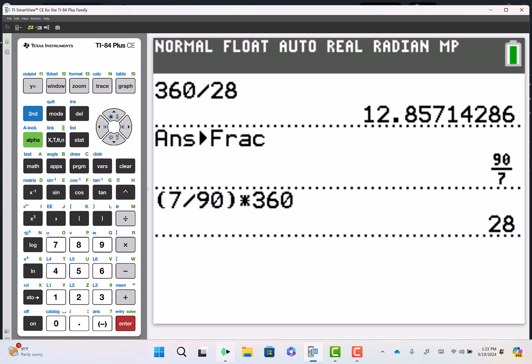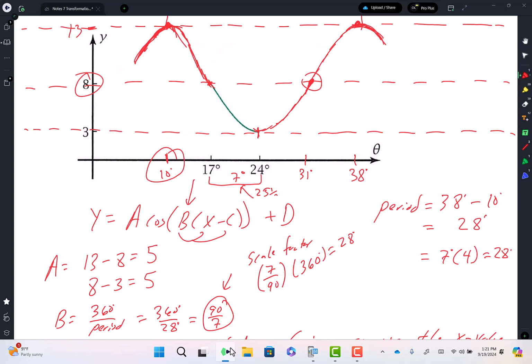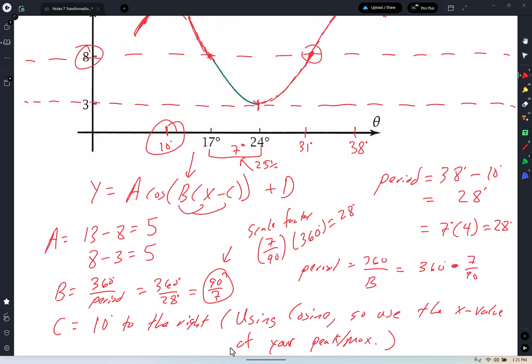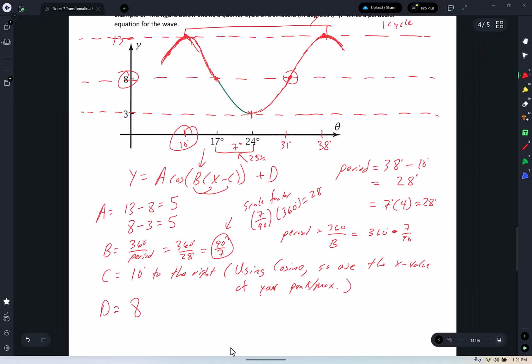I know some of you are looking at it like, well, if b equals 360 over period, then the period is just 360 over the b value, which keep, change, flip, and you'll get that anyways, times 7 over 90, keep, change, flip. It doesn't matter how you do it, guys. You'll get the right answer no matter what. You know what I mean? Like, they're all connected.